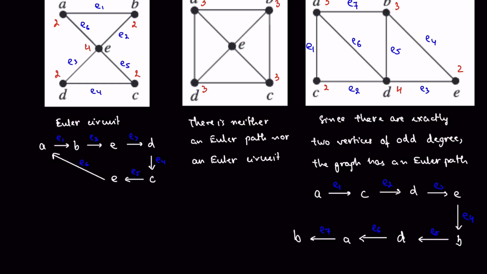So that's it in terms of Euler paths and Euler circuits. I also want to mention that Euler paths and Euler circuits are particularly useful for certain real-world applications. For instance, checking parking meters along the streets of a city, patrolling the streets of a city, delivering mail, or picking up garbage.